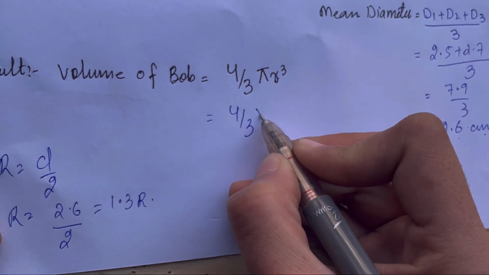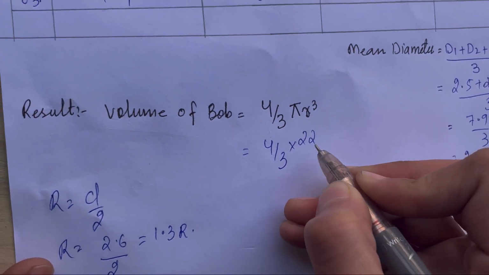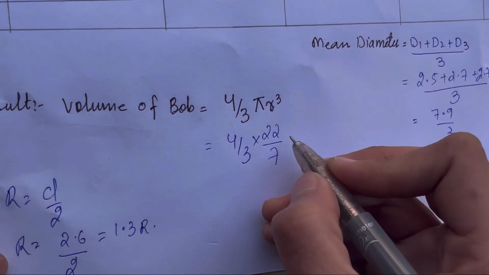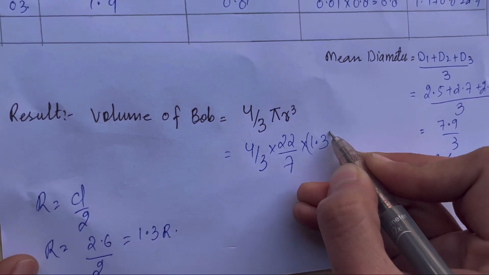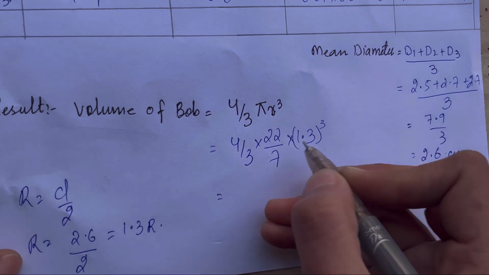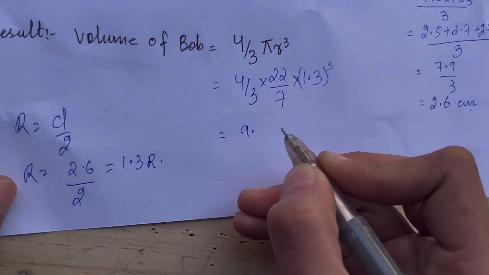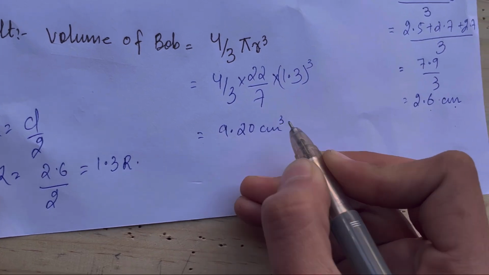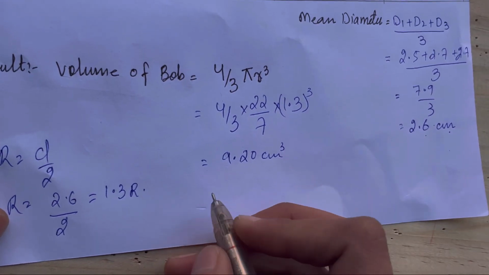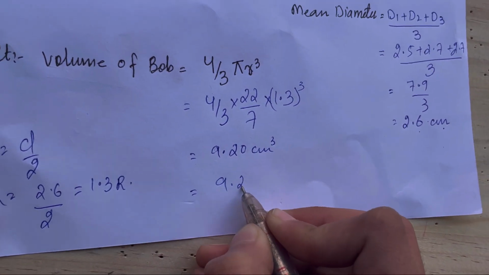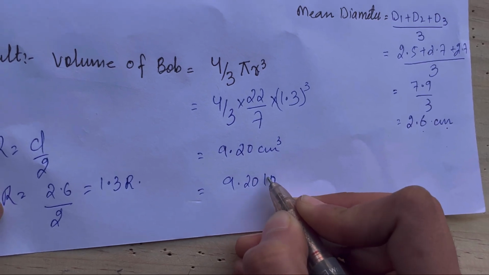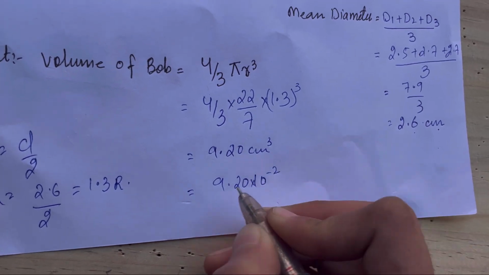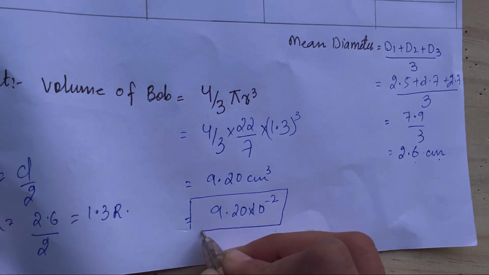So now we will put the pi value, we know 22/7, into 1.3 whole cube. This all will be equal to 9.20 centimeter cube. So we have to convert it into meter cube. So it will be 9.20 into 10 raised to power minus 2. So this is our volume.